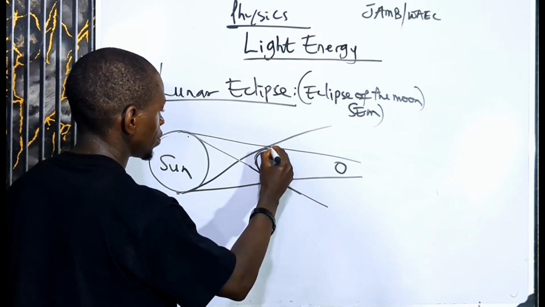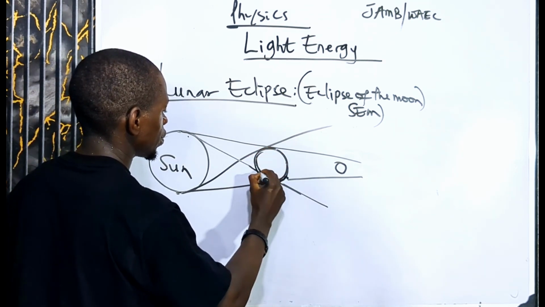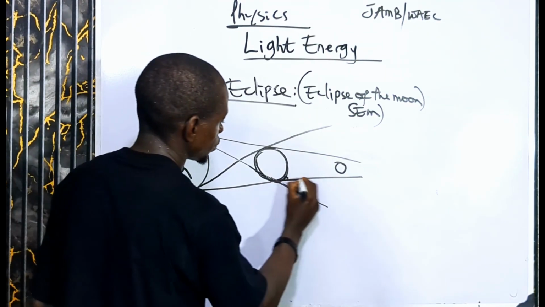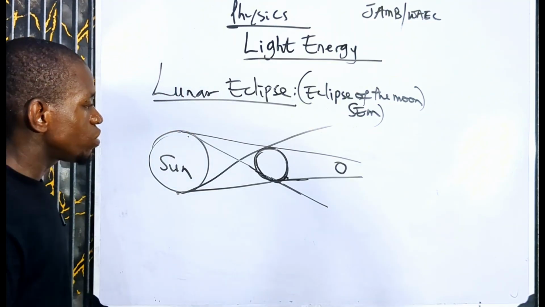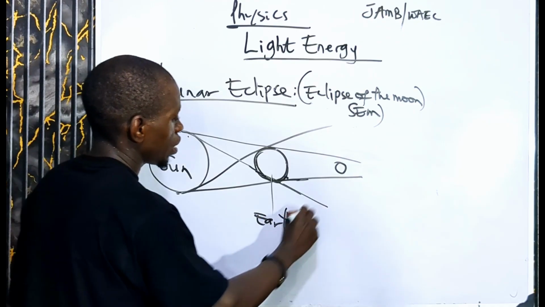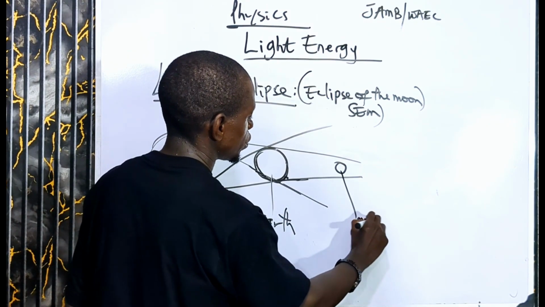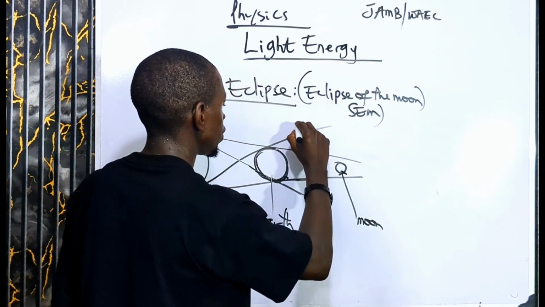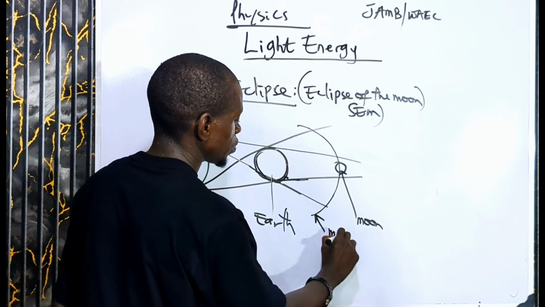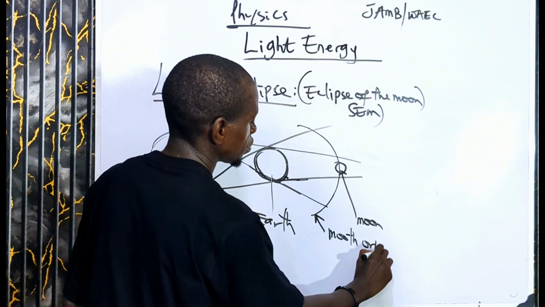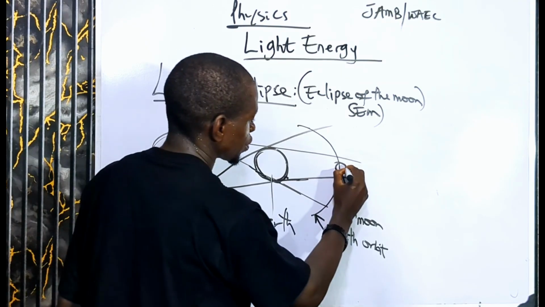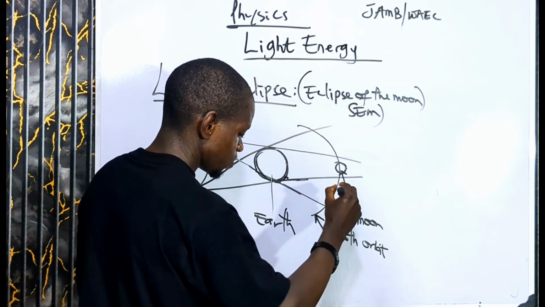All right, I think I got this one correctly. So this is our diagram. This is our sun, this is our earth, and this is our moon. Let's look at this: this is the path the moon is going to follow. Let's call that your moon orbit. So at this point, what are we going to have here?